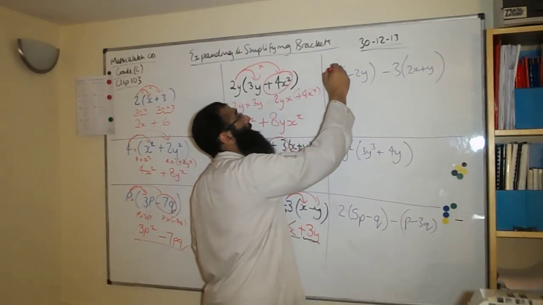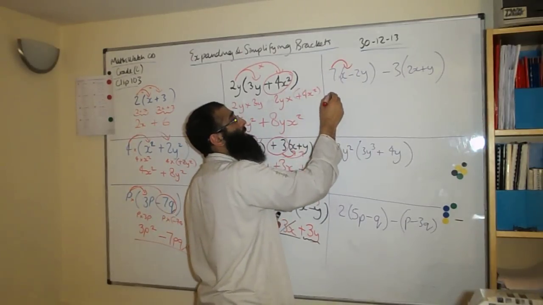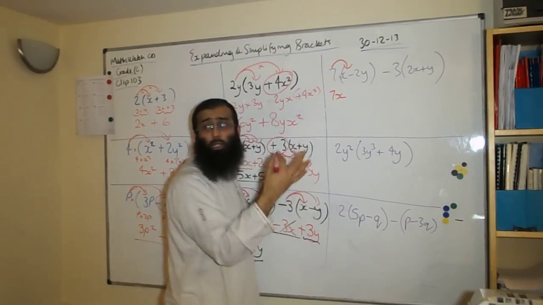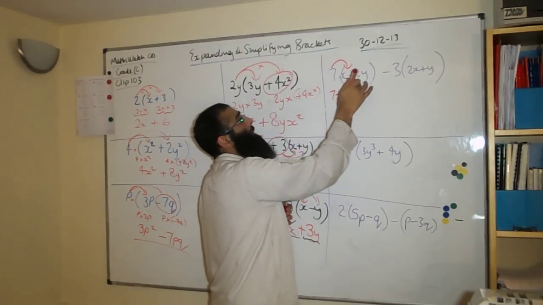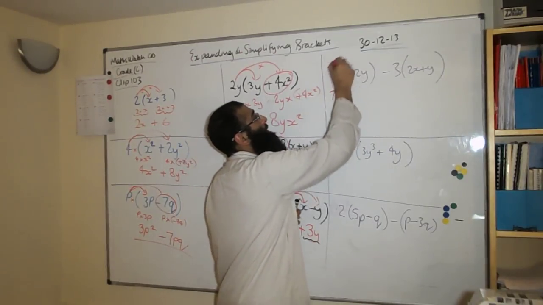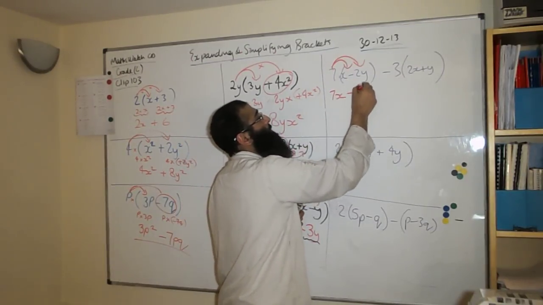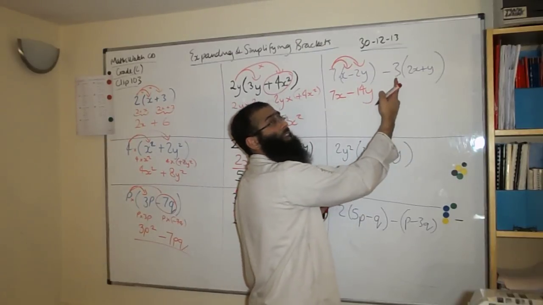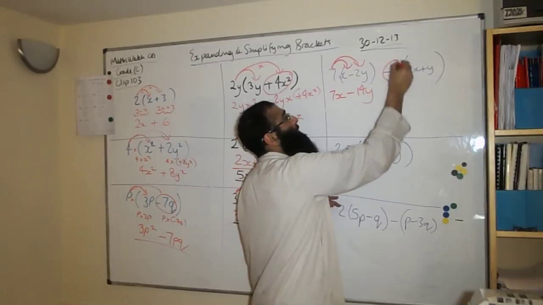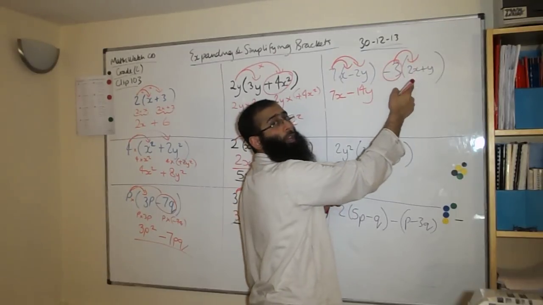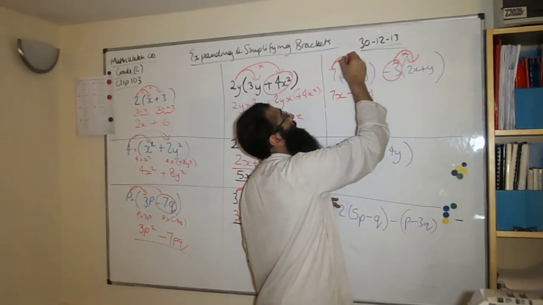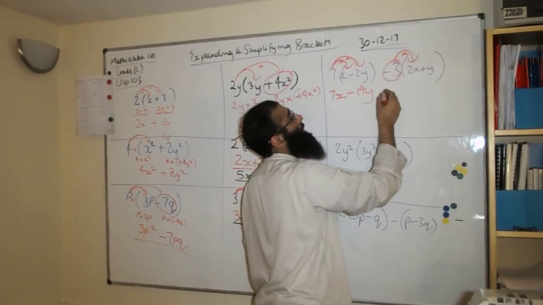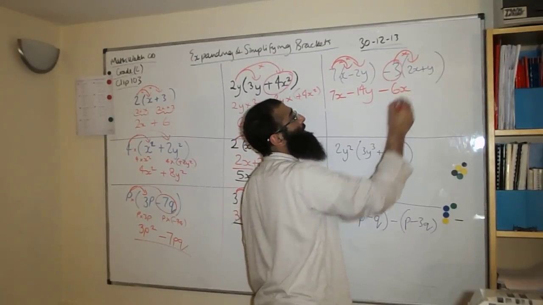So we have 7. We multiply it by the x. 7 times by x is 7x. 7 times by minus 2y will give us what's it? Minus 14y. Done. Now Hassan, what's this number here? Is this 3 or minus 3? Minus 3. Minus 3 times by 2x. Remember it's times. Minus 3 times by 2x will give you minus 6x.